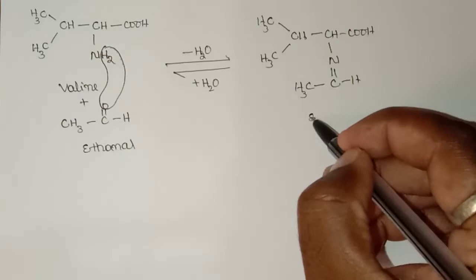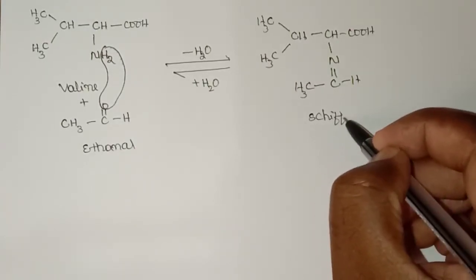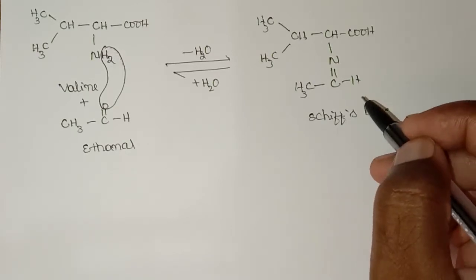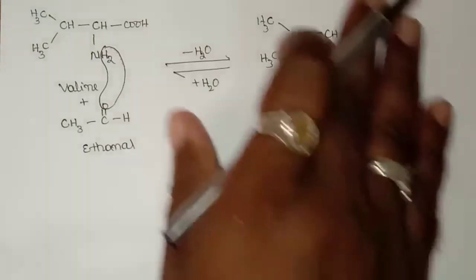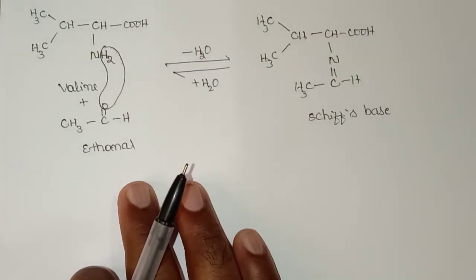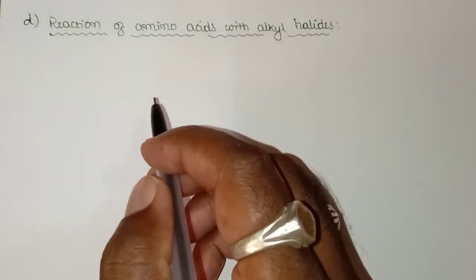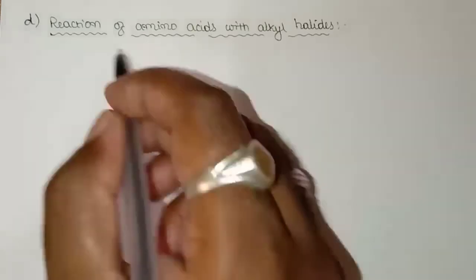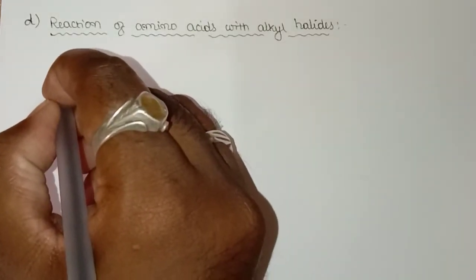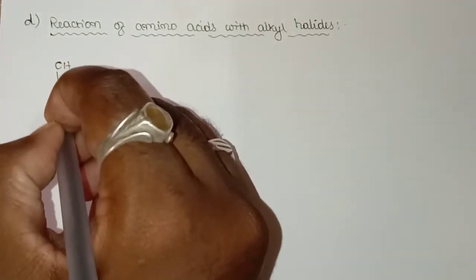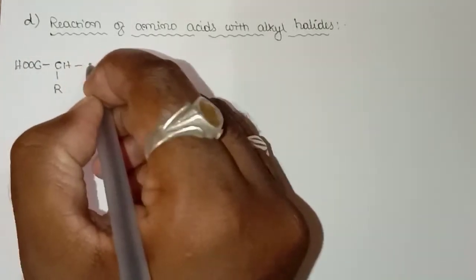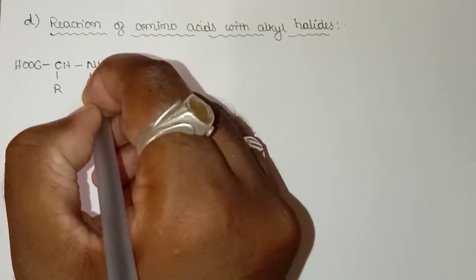So this is once again a variety of Schiff's base which can be used as a good dye material for coloring the polymeric materials. And this is how an amino acid reacts with aldehyde other than formaldehyde. Next is the reaction of amino acids with alkyl halides. So we shall see how the reaction will occur when you perform a reaction between alkyl halides, that is haloalkanes, with that of amino acids.